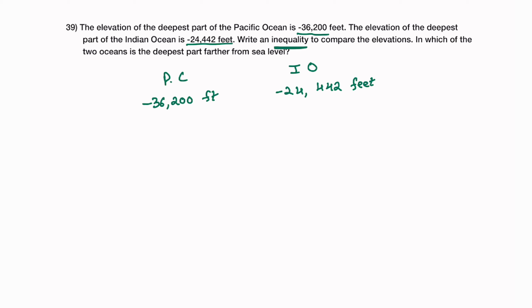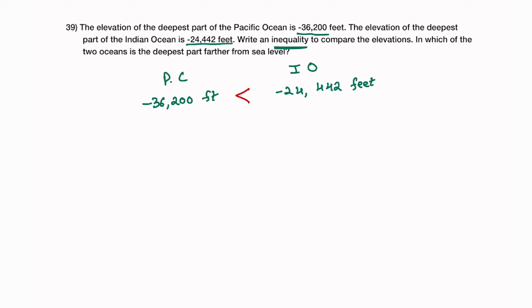36,200 and you have 24,442. Did I say it right? No, this is how we do it generally. So we don't have what I said. We have minus 36,200 and we have minus 24,442. So of course, this is the inequality sign because they are negative numbers.